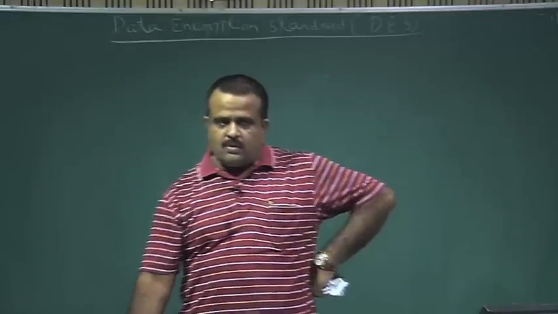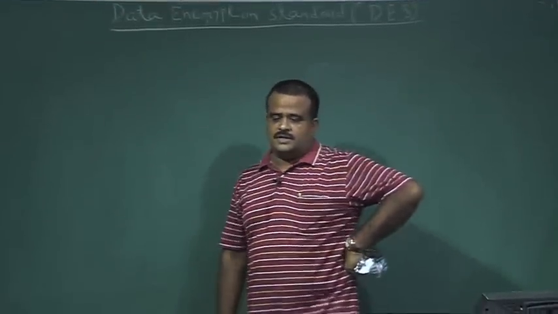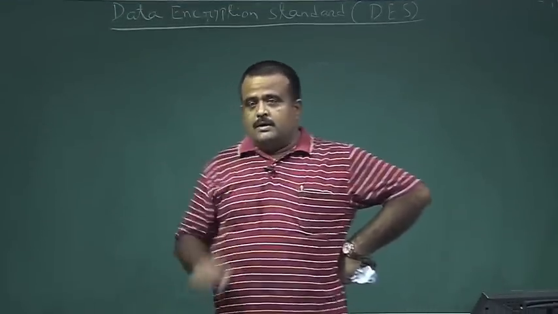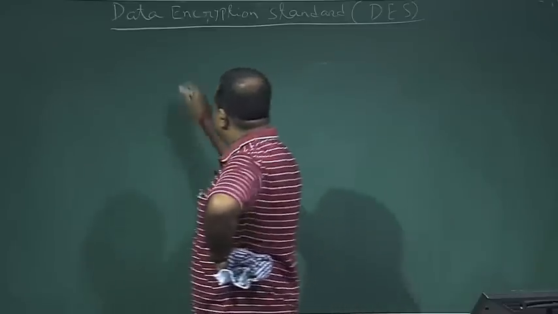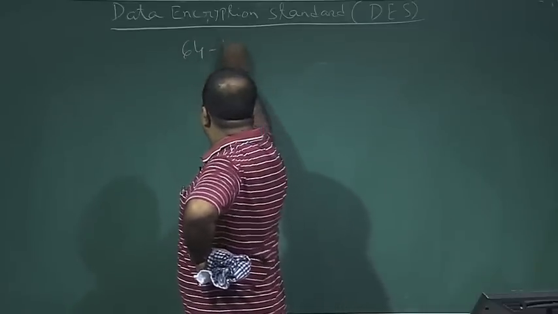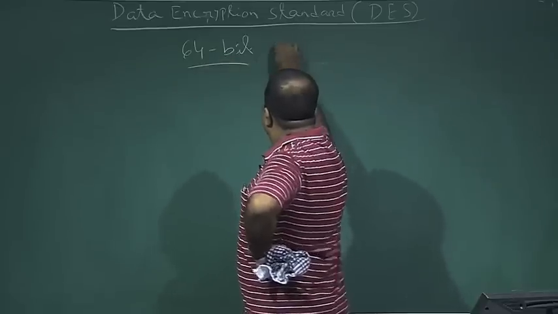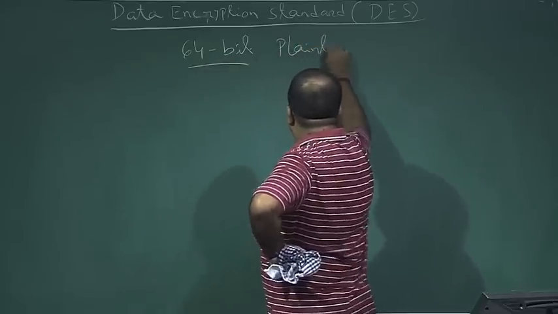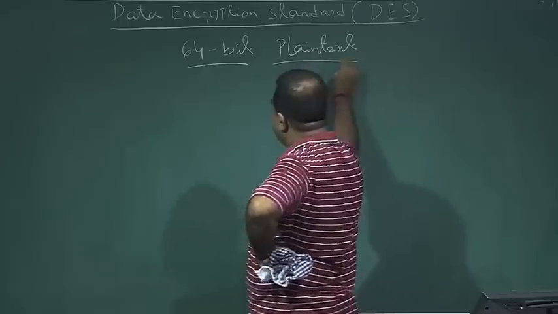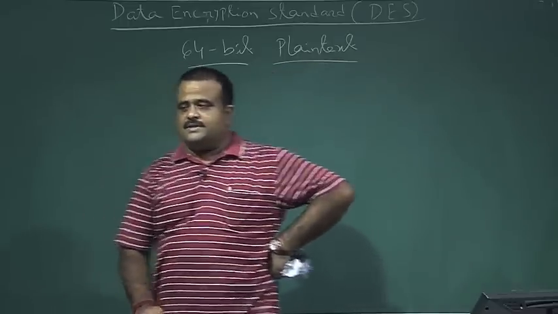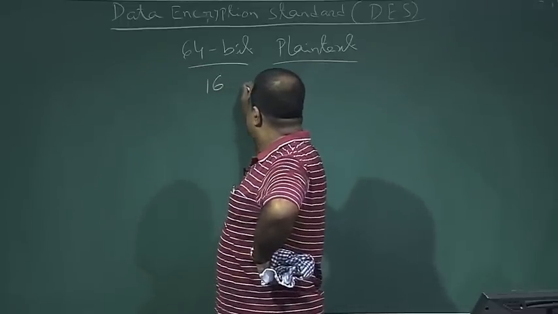Okay, so we will talk about another block cipher, which is the Data Encryption Standard. This is basically a 64-bit block cipher. Plain text and ciphertext size are 64-bit, and this is a 16 round block cipher. So, R is 16.